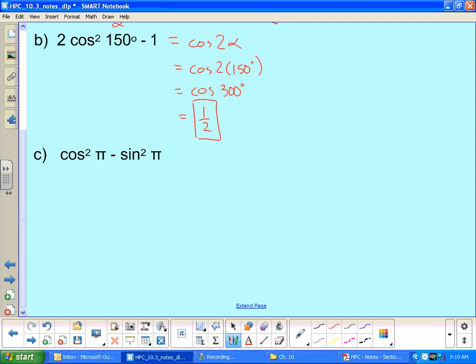Another double cosine angle. Cosine squared minus sine squared is one of my other setups for double angle for cosine. And this time alpha is pi. So this can be written as cosine of 2 pi, which is equal to 1.